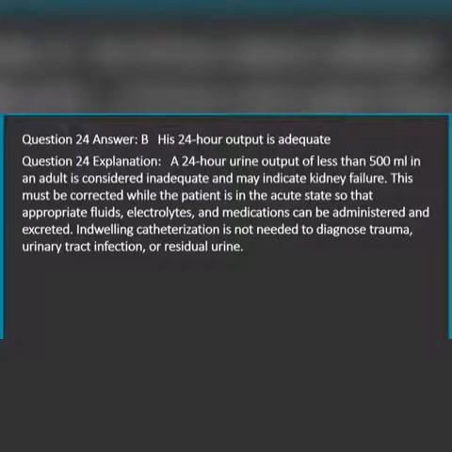Question 24 Explanation: A 24-hour urine output of less than 500 milliliters in an adult is considered inadequate and may indicate kidney failure. This must be corrected while the patient is in the acute state so that appropriate fluids, electrolytes, and medications can be administered and excreted. Indwelling catheterization is not needed to diagnose trauma, urinary tract infection, or residual urine.